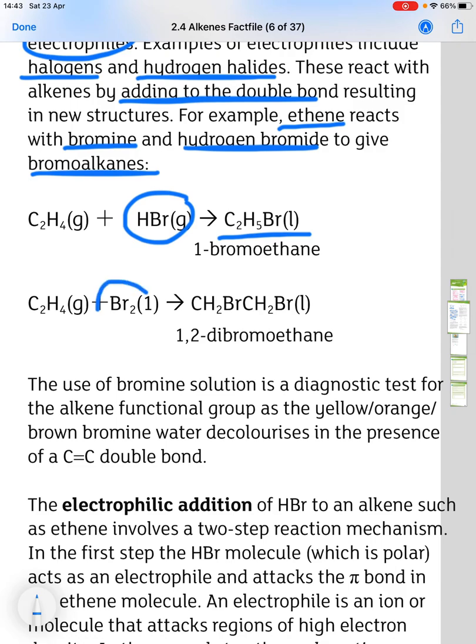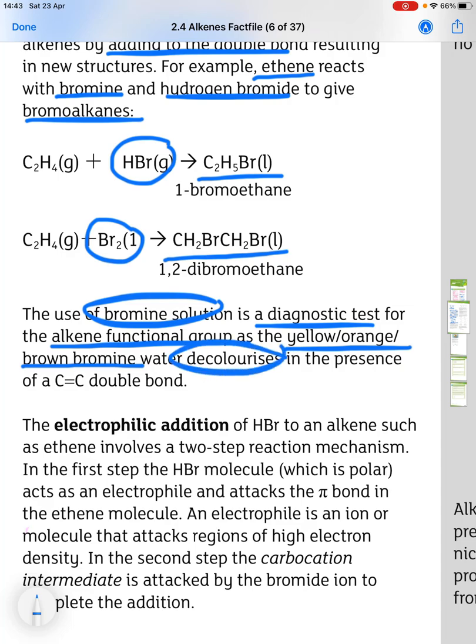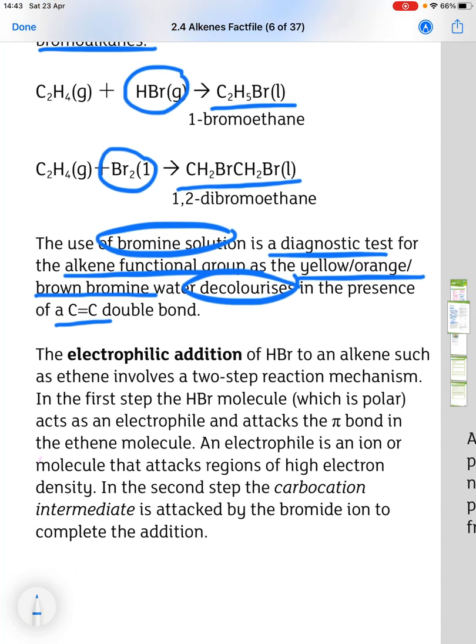With bromine, you end up with 2 bromines in the product, and that would be 1,2-dibromoethane because 1 adds to each side of that double bond. And the use of bromine solution is a diagnostic test for the alkene functional group, as the yellow, orange, brown bromine water decolorizes in the presence of the double bond.